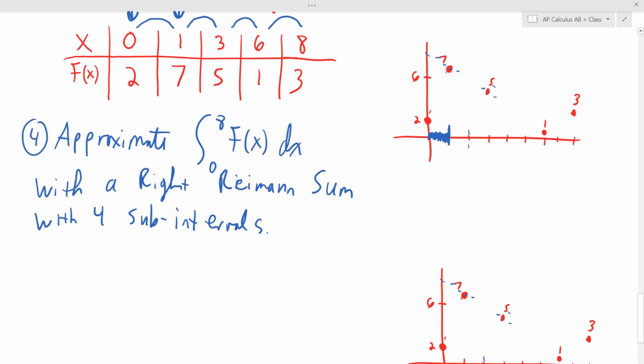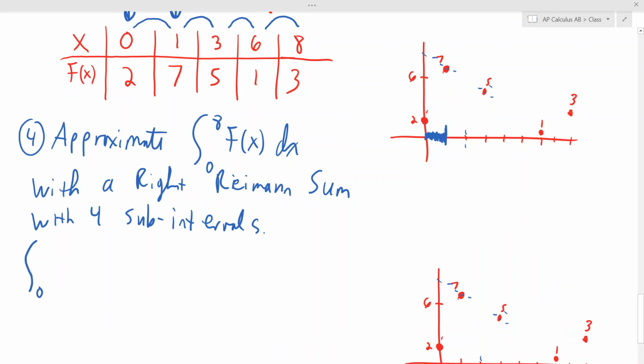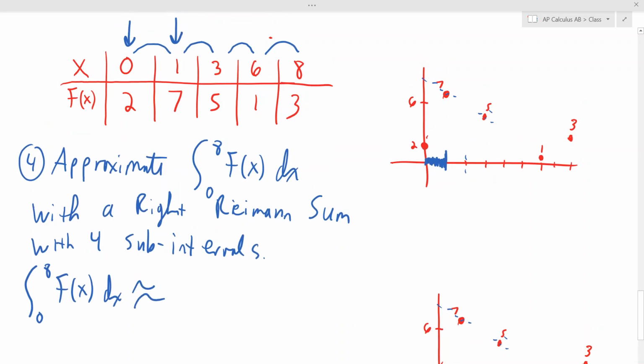But the whole idea here is we're going to write this integral from 0 to 8 f of x dx is approximately equal to, and I'm going to go from 0 to 1 and put a rectangle in there. So the left side goes up to 2 because that's the y value at 0, and the right side goes up to 7. What the right Riemann sum does is it makes a rectangle in there with the height of the right-hand y value. So the right-hand y value, if you know your left from right, is 7 in that interval. So we're going to make a rectangle in here that looks like that.